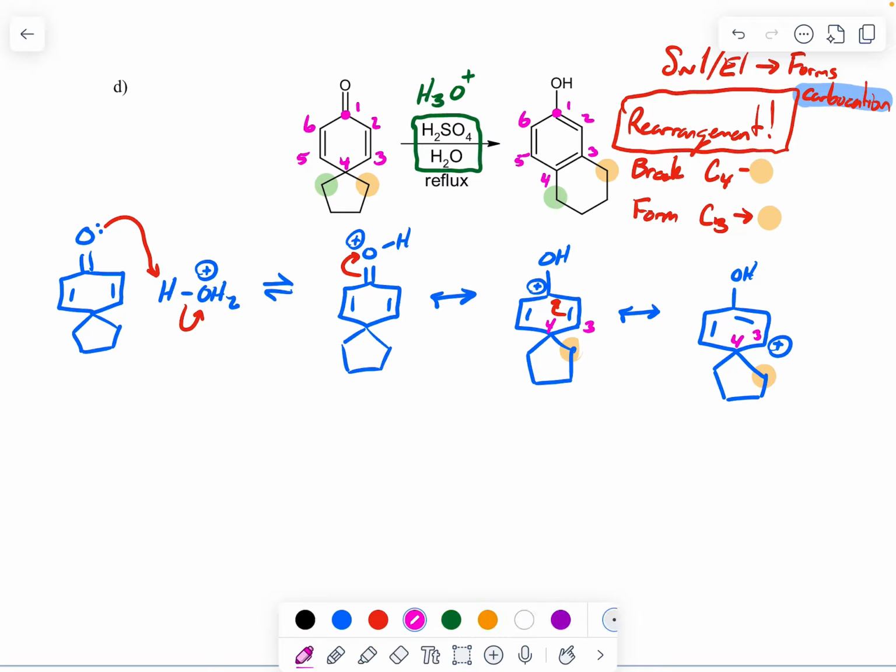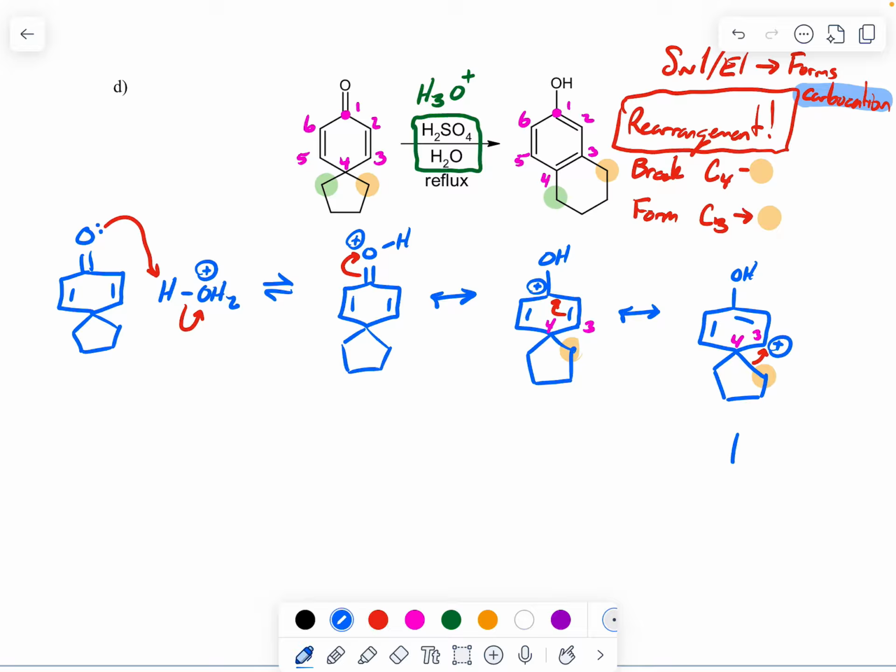So what we can do in this step is we can do the rearrangement. Because notice, by breaking this bond between carbon 4 and the orange carbon and forming a new one between carbon 3 and the orange carbon, we would have achieved our goal. How do we show this in terms of arrows? Well, we would show this rearrangement here, where the electrons from the C4 to orange carbon bond are used to form the new C3 orange carbon bond.